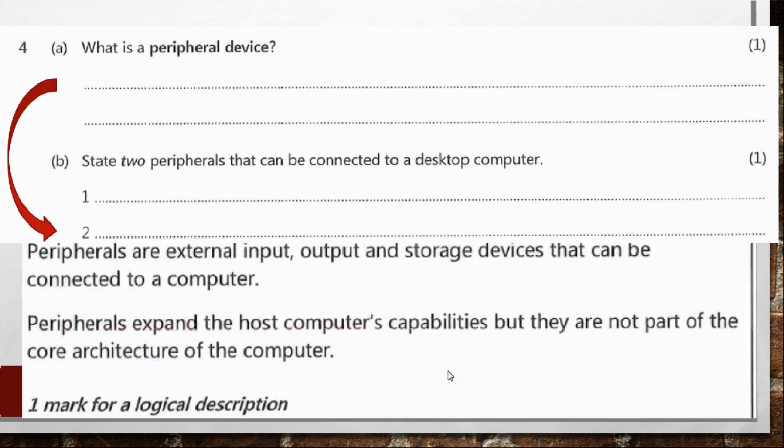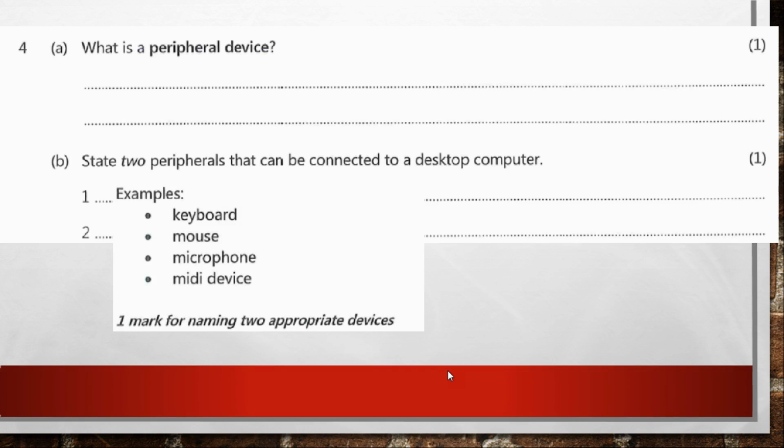Okay, so that's what it is. So you get a really good description in there. Oh, done it again. Two peripherals that can be connected to a desktop computer. Easy peasy, lemon squeezy. Should get 2 for there. So keyboard, microphone, MIDI device, speakers, projector, printer, all that sort of stuff.